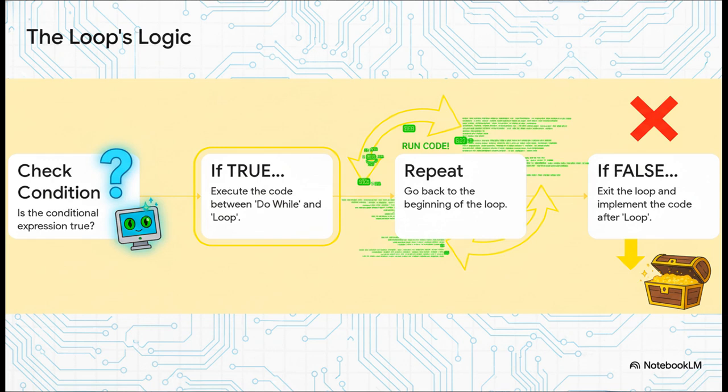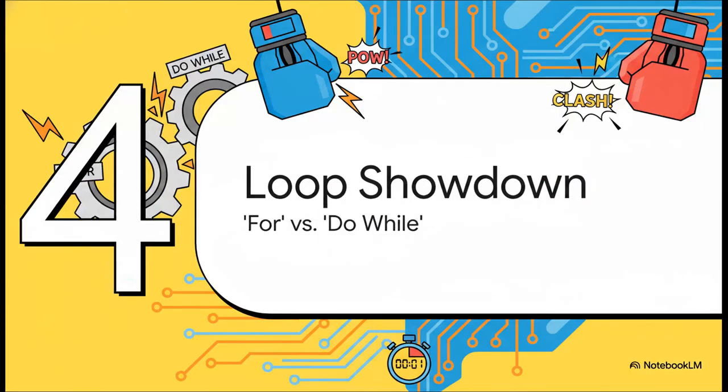If the answer is yes, it runs all the code inside that block. As soon as it hits the loop at the bottom, it zips all the way back to the top and asks that same question again. This cycle just goes on and on and on until just one time, it asks the question and the answer is false. The moment that happens, it completely skips all the code inside and just jumps to whatever comes next, right after the loop.